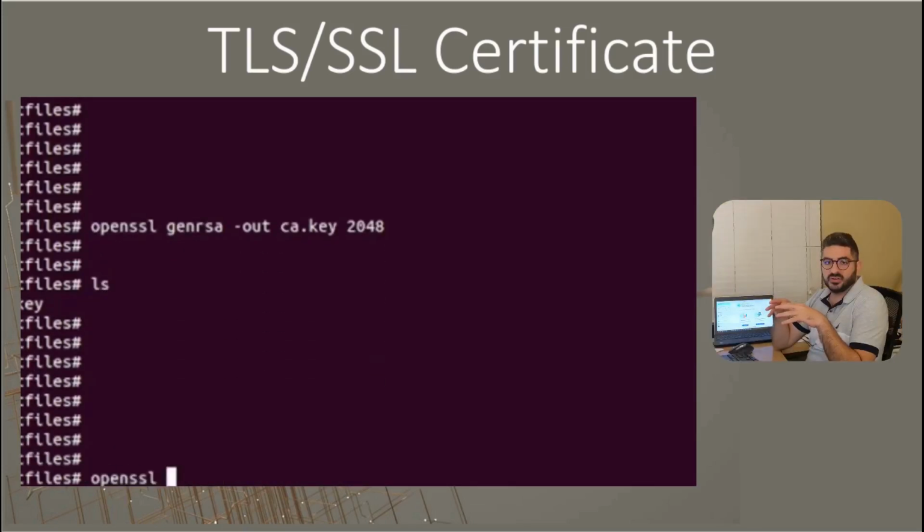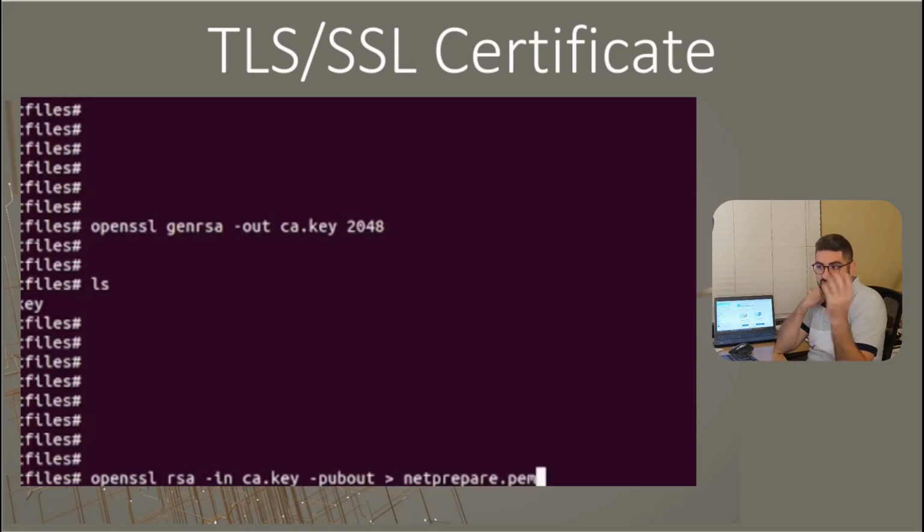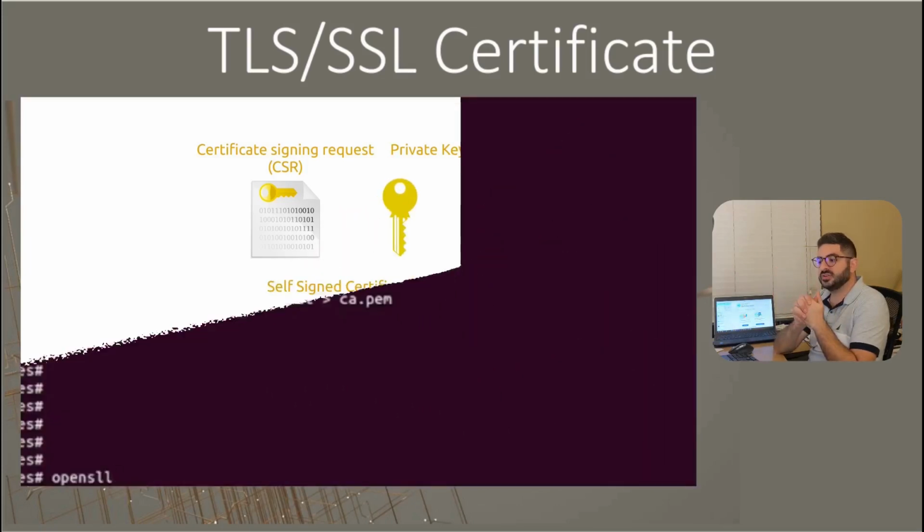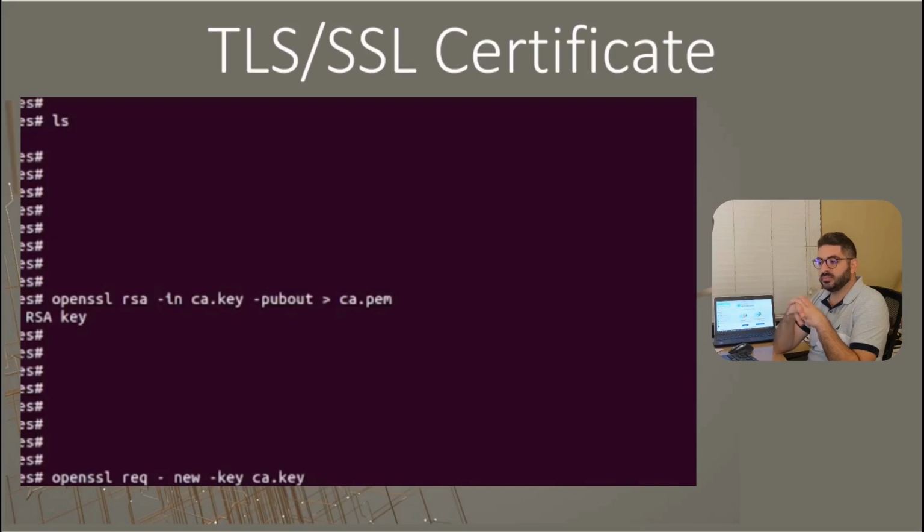After generating the private key, we're gonna actually do a ca.pem, which is actually our public key, and it's generated from our private key. We're gonna perform a self-signed certificate, since as I said we're gonna consider this as our CA server, and we're gonna give it a common name of ca.netprepare.com.